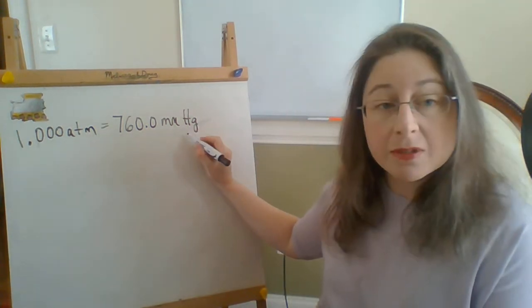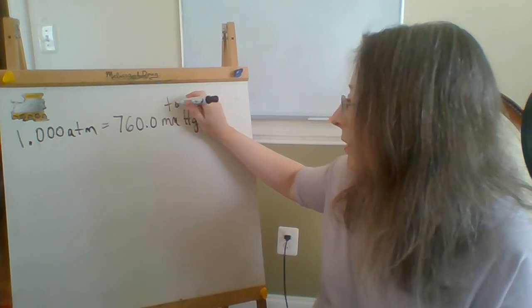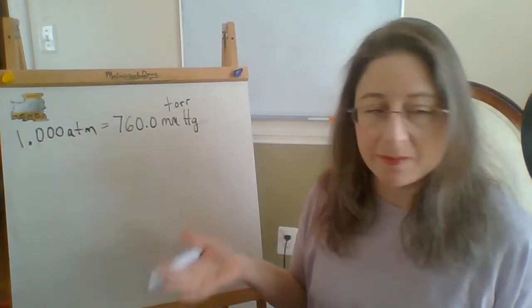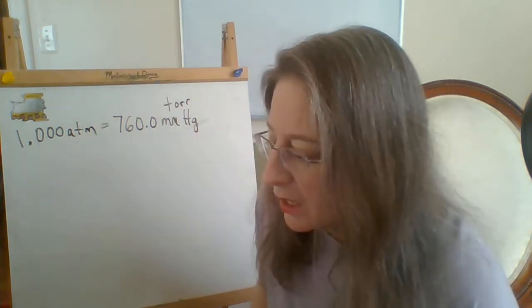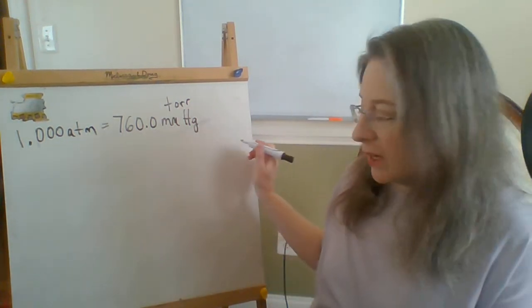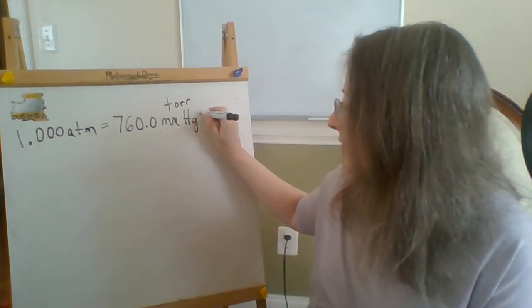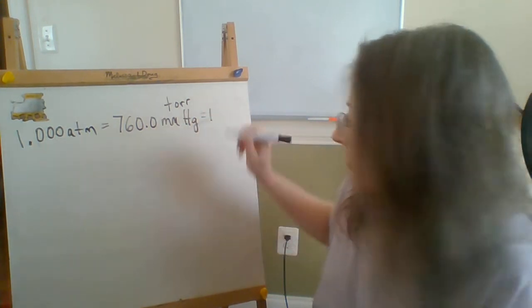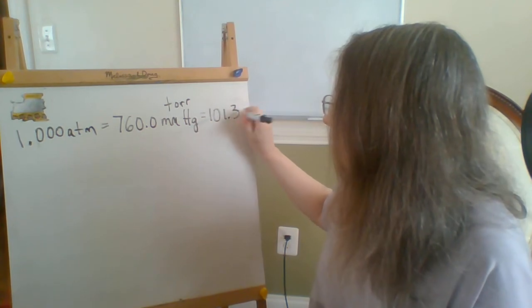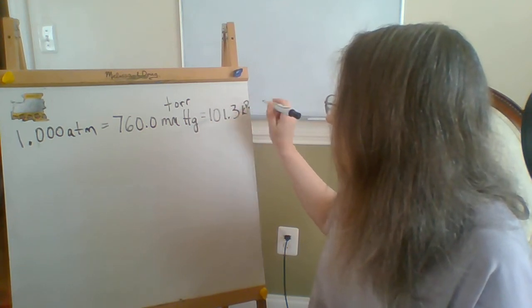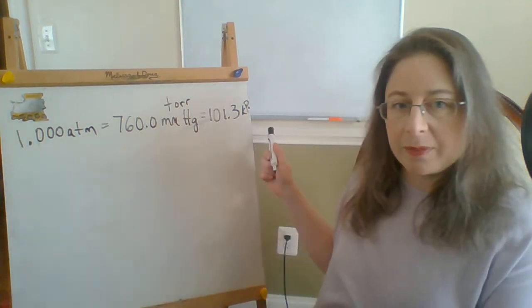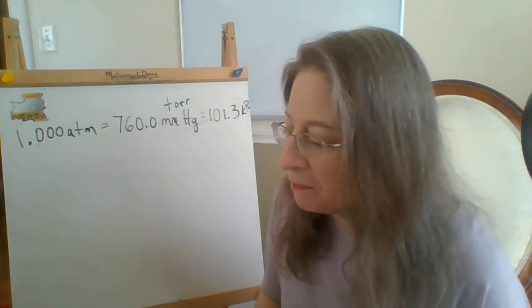Sometimes millimeters of mercury is called torr. So if you see pressure in torr, it just means millimeters of mercury, they're equivalent. We also could express 1 atmosphere of pressure in kilopascals, which is another pressure unit, 101.3 kilopascals. So it's just like kilometers or kilograms. So that would be kPa with a capital P.